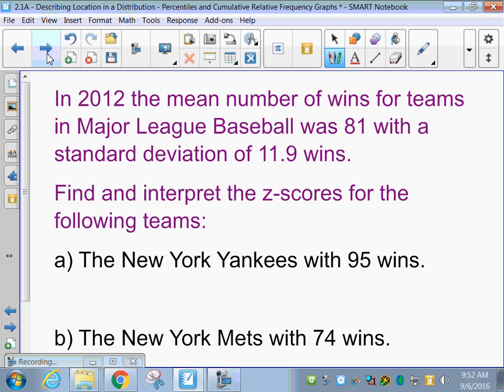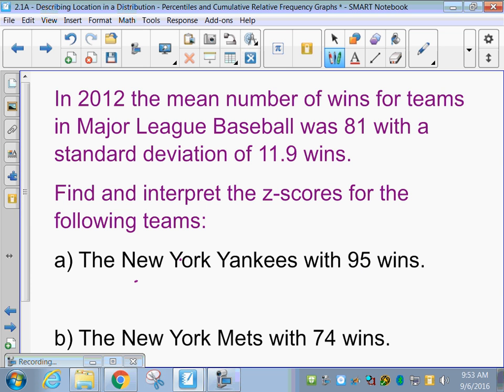So one more example here, and then you guys have a little practice problem. So in 2012, the mean number of wins for teams in Major League Baseball was 81, with a standard deviation of 11.9. Find and interpret the z-scores, okay? So we want to standardize this. What does this mean on the standard scale? And this will start to make a lot more sense to you because we're going to do a lot with z-scores, okay? So the New York Yankees had 95 wins in 2012.